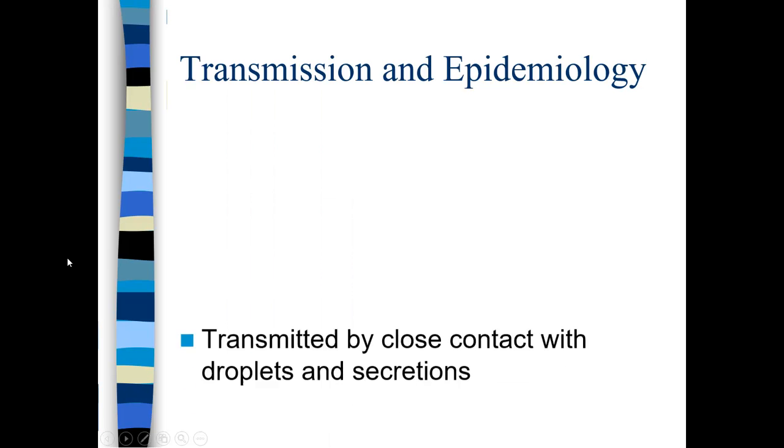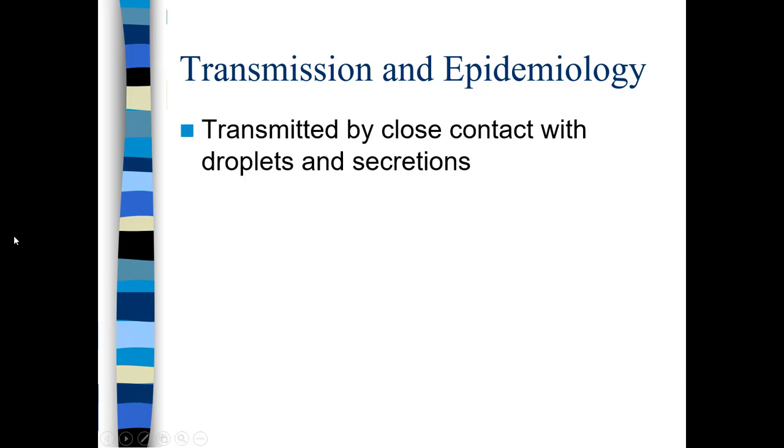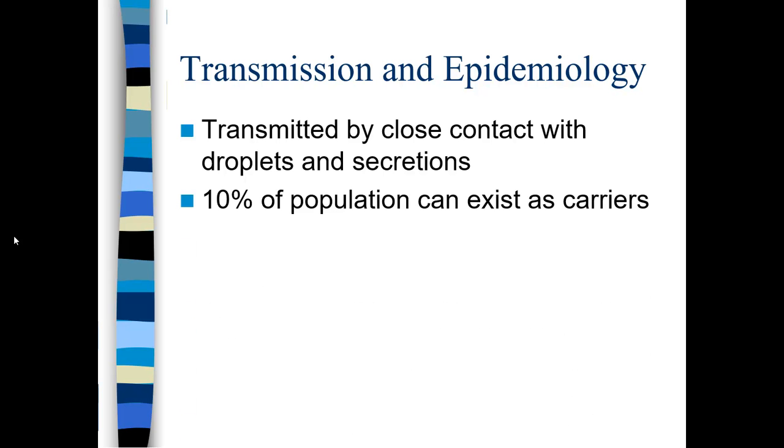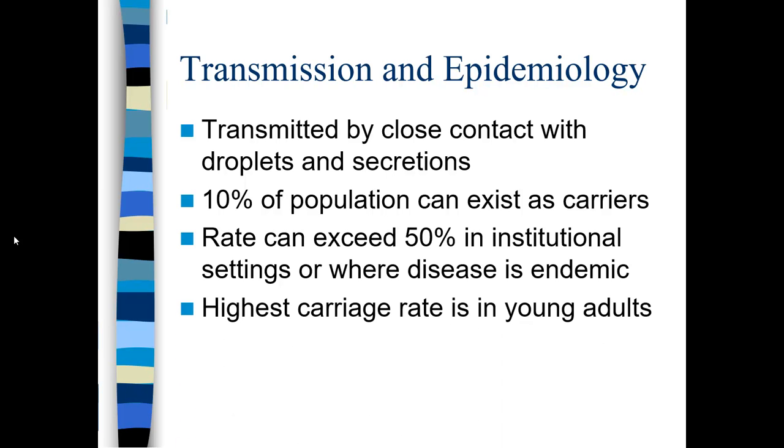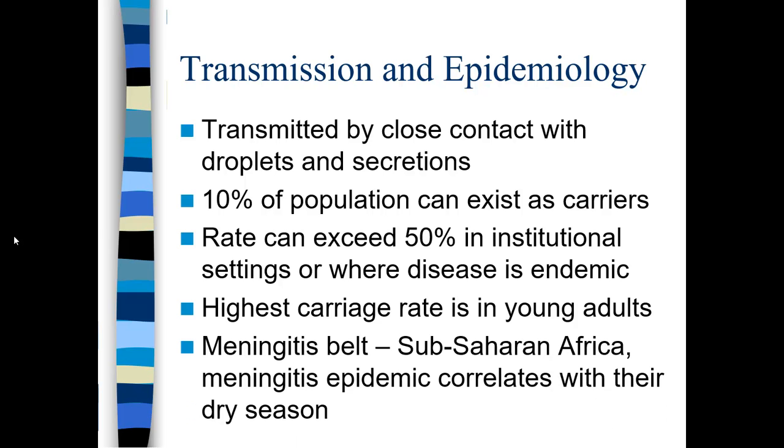In terms of transmission, somebody that's a carrier of Neisseria meningitidis can transmit this through droplets and secretion. About 10% of the population can exist as carriers, so they're just normally carrying this in their microbiota. And where the disease is endemic or in hospital settings, this rate can exceed 50%. A lot of young adults carry this, and you see meningitis correlating with the dry season in sub-Saharan Africa. This is believed to be because it is just easier to infect dry, cracked mucous membranes.